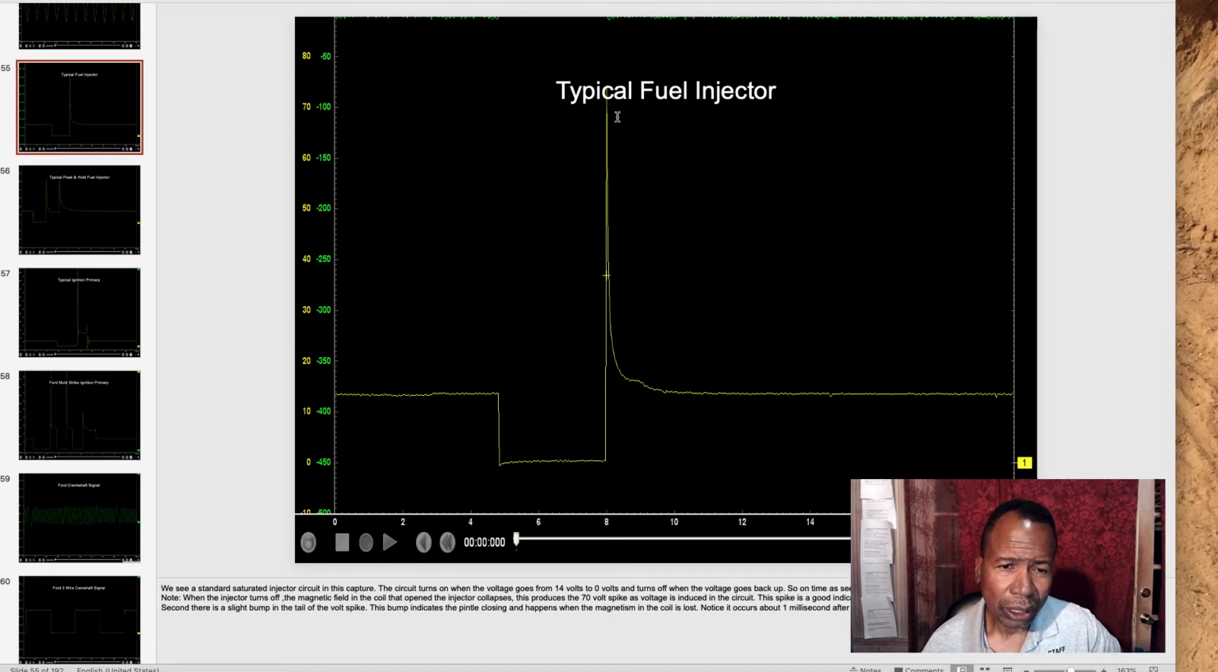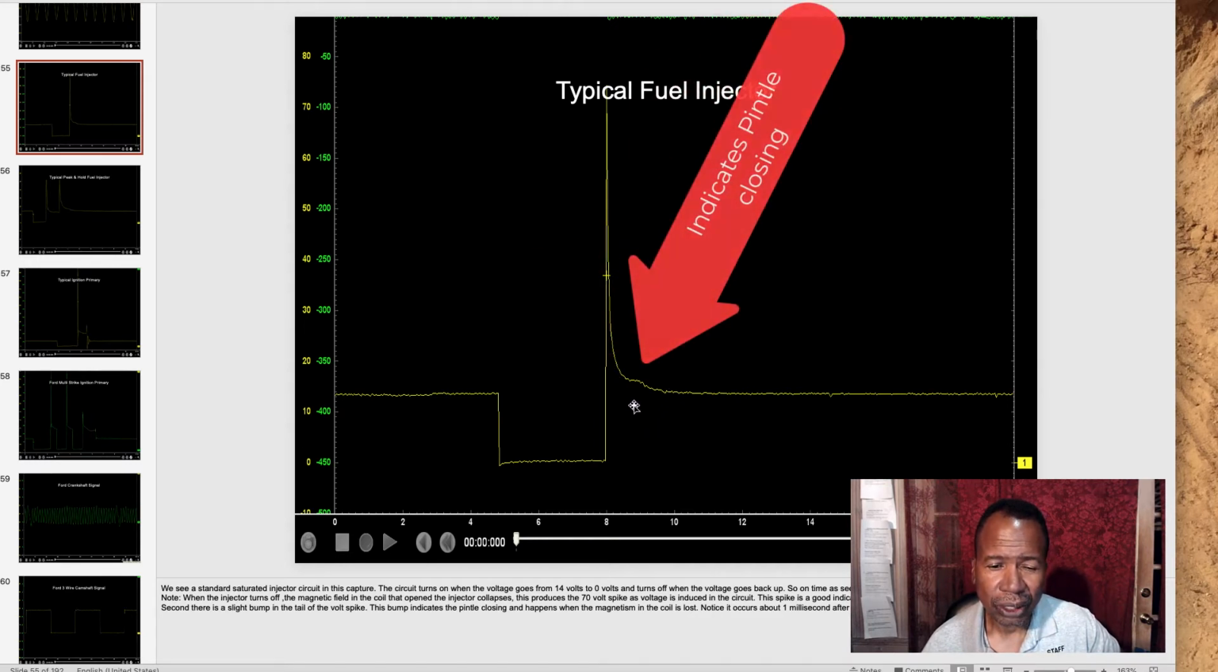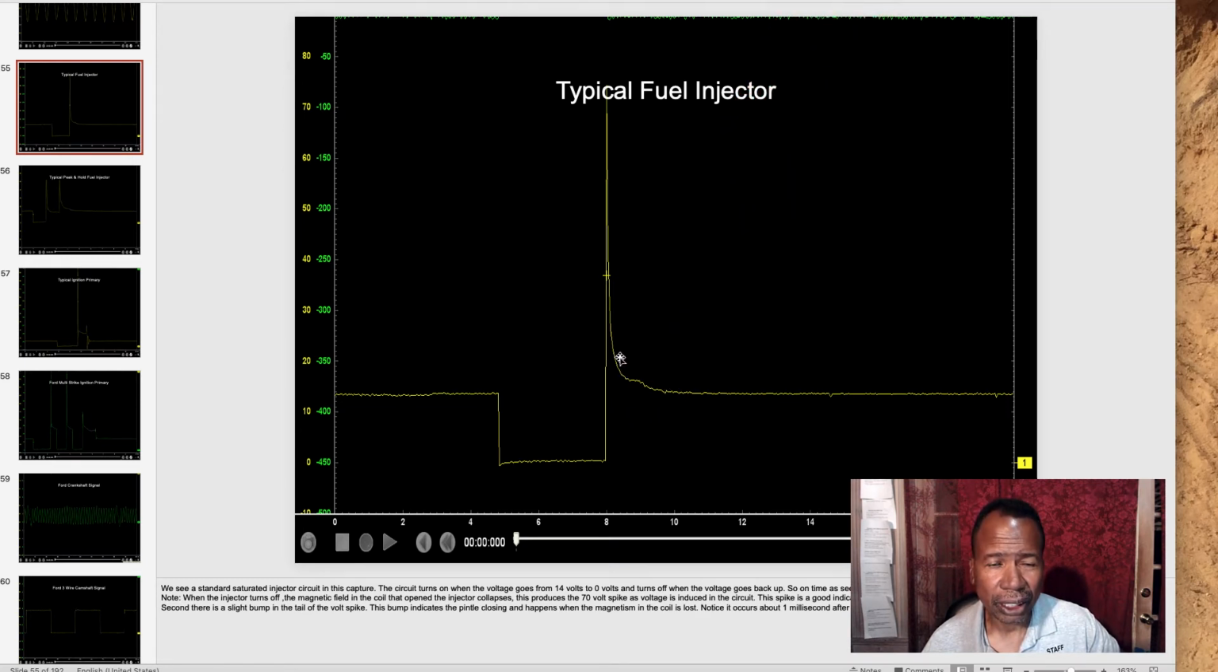As it goes up here, it kicks and comes back down to system voltage. That little movement is the pintle of the injector closing on the downward side. On this end, the pintle in the injector is actually closing. You want to see this on the saturated injector. If you don't see this, the pintle could be stuck and it can cause a misfire. Then we go back to system voltage. Again, this is a known good waveform, a saturated fuel injector.